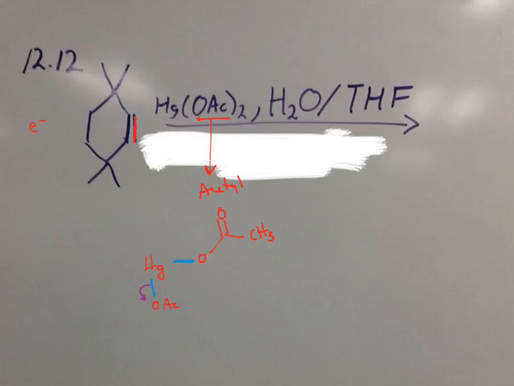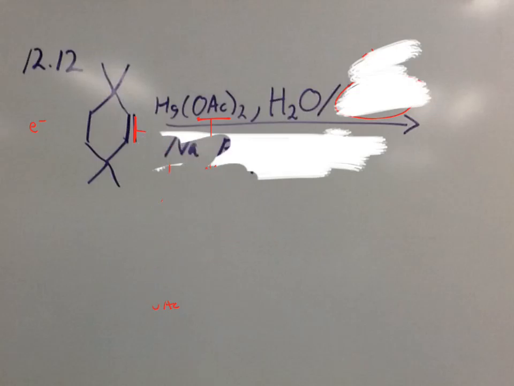THF, everybody seems to freak out at this, and understandably so. THF is purely a solvent. Okay, it's not doing really anything in the reaction except making sure everything mixes. That's it. Okay, so we can ignore the THF. So at this point we've got our mercury with the positive. That can react with our alkene, kick out the OAc, and now I'm going to clean everything up here so I can draw it a little bit cleaner.